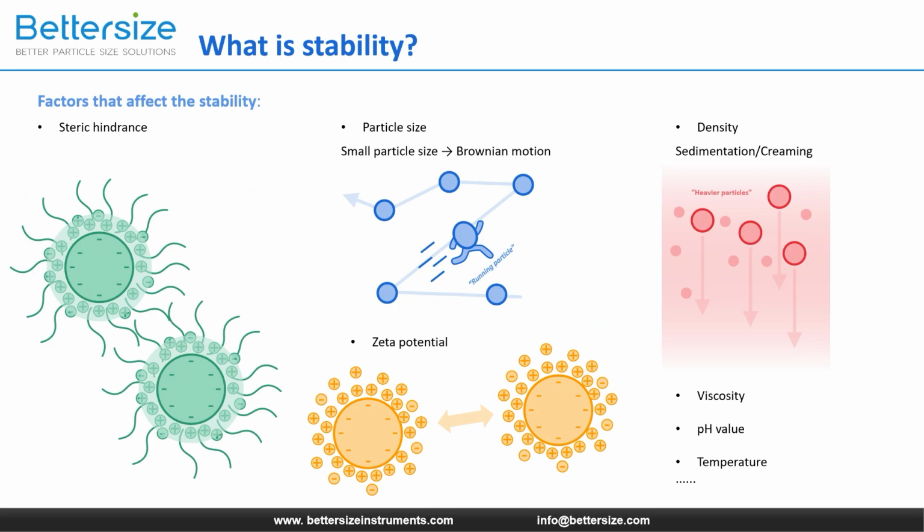The density difference between the suspended phase and the continuous phase leads to creaming or sedimentation. Other factors, such as viscosity, temperature, and pH value can also affect the stability of dispersions.